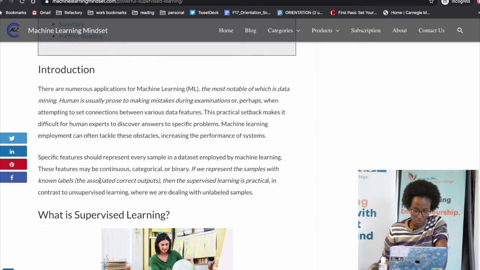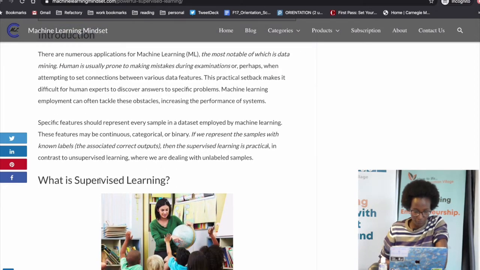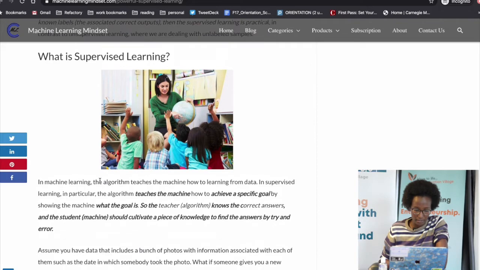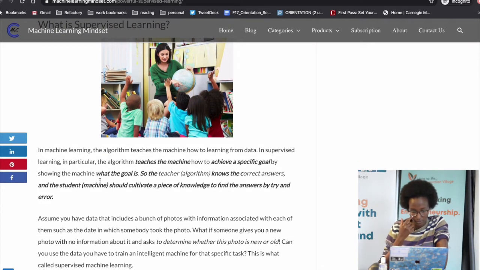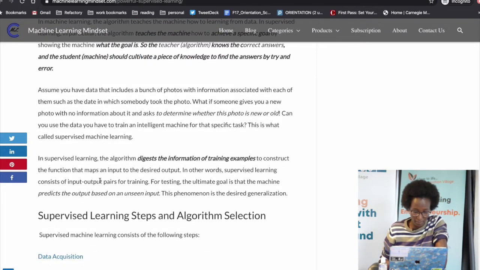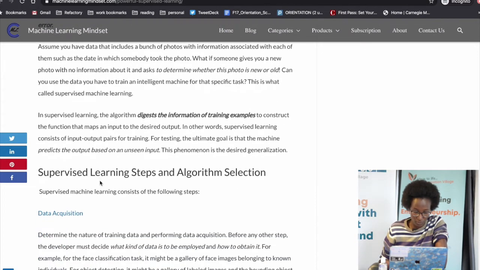Let's just not go through the introduction. We already saw that. You can read through that. And then what is supervised learning? This is what we just delved into in defining this in the different blogs that we just saw.